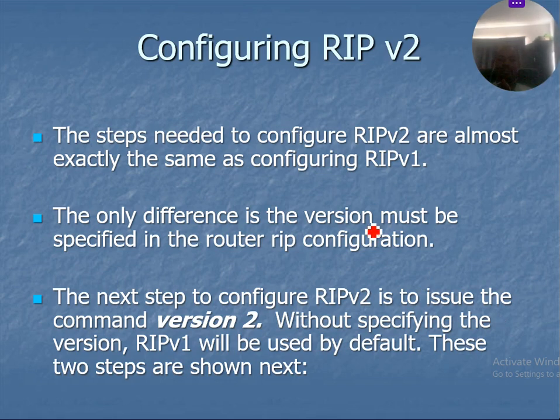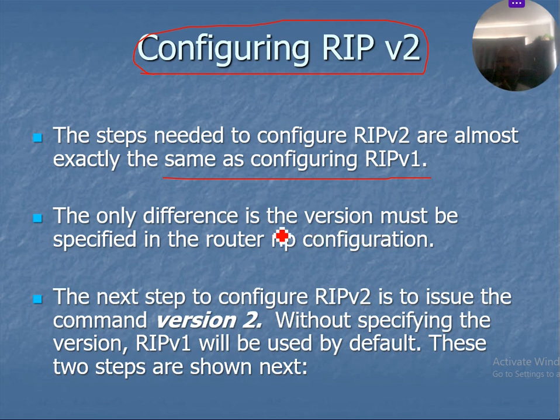Now, configuring RIP version 2, the Routing Information Protocol. The configuration is the same as RIP version 1. The steps to configure version 2 are almost exactly the same as version 1, just that we have to specify version 2. The only difference is the version.